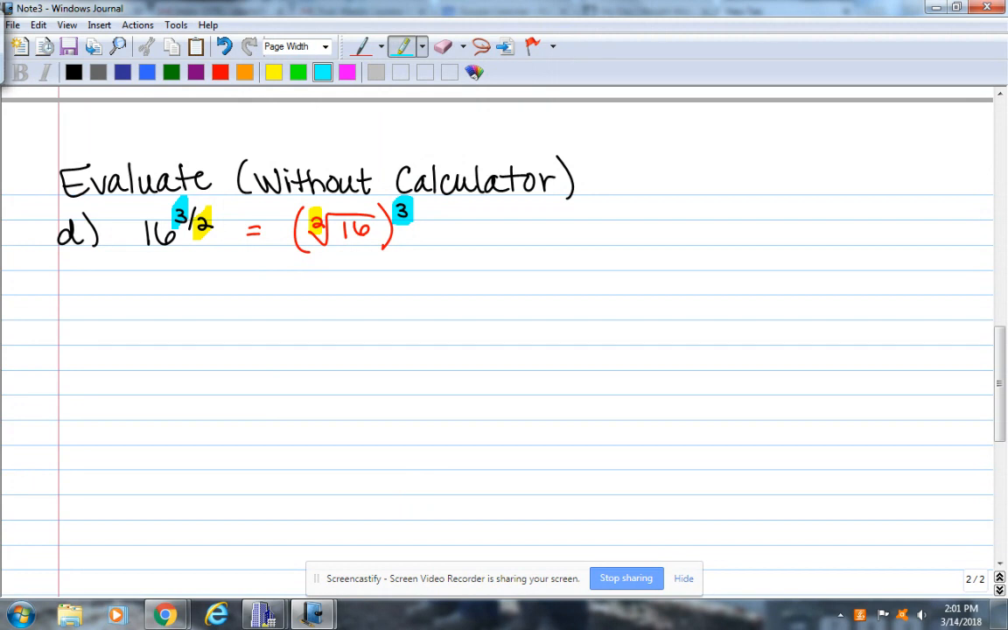Y'all pay attention. Y'all with me? Your denominator is your index. Your numerator is going to be the exponent for the whole problem. The big number goes under the bracket. Okay? And then what we're going to do is take the square root and raise it to the 3rd power. So y'all tell me, what's the square root of 16? 4. So I'm going to say 4 to the 3rd power equals what?